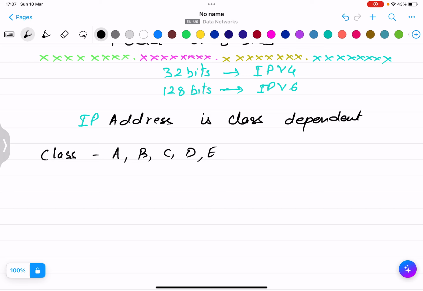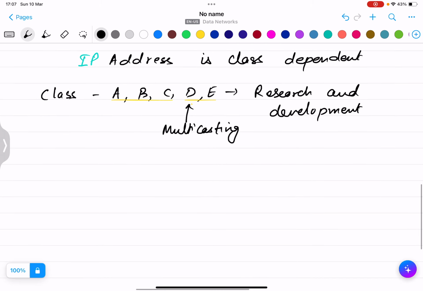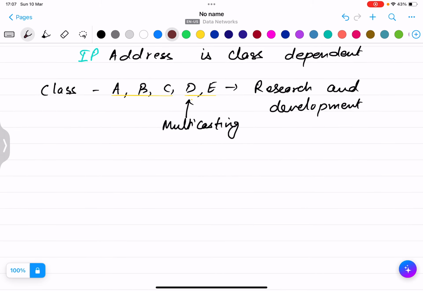For us as network engineers, we are allowed to use only these 3 classes, and these 2 classes are restricted. D is restricted for multicasting and E is reserved for research and development. Okay, so our focus mainly will be on these 3, A, B, C.